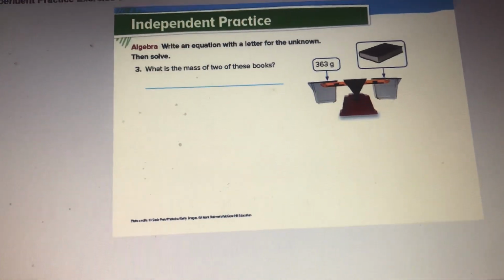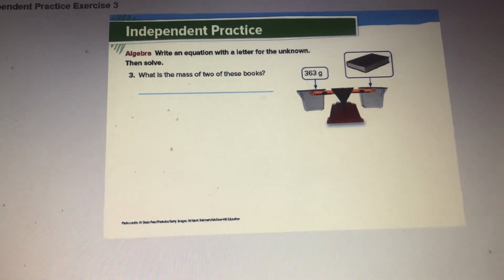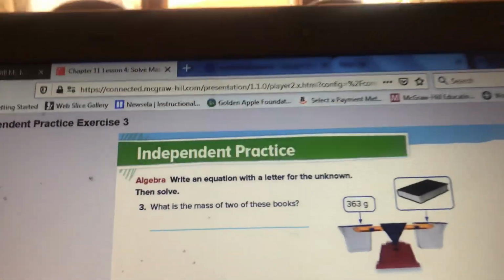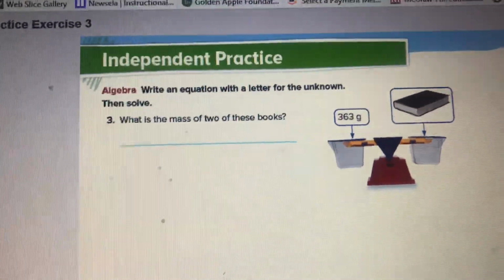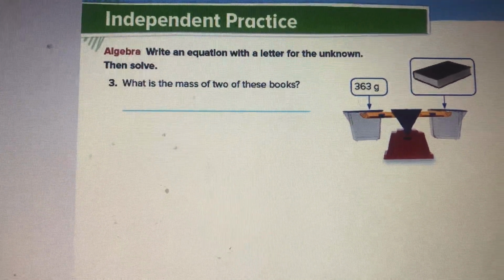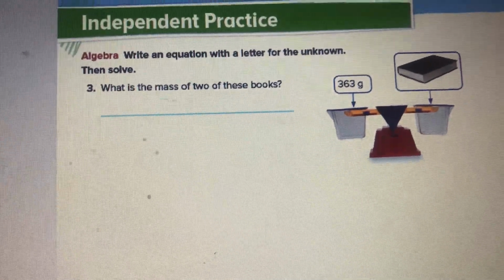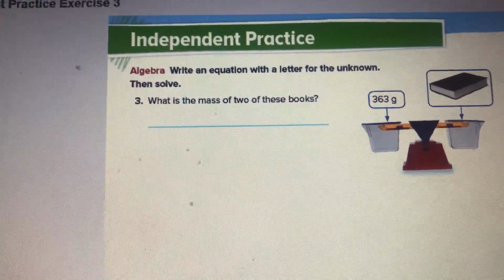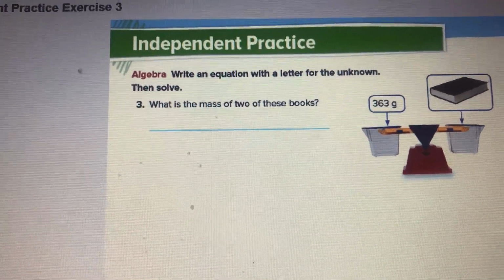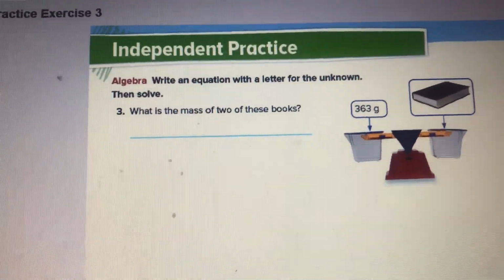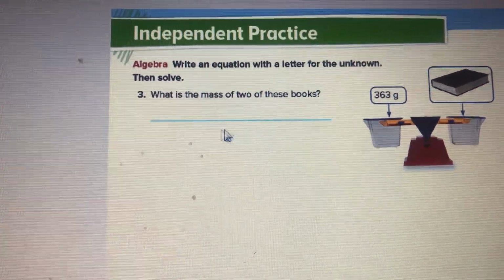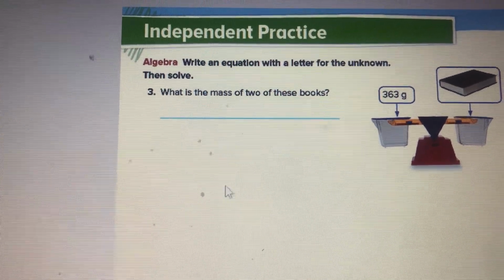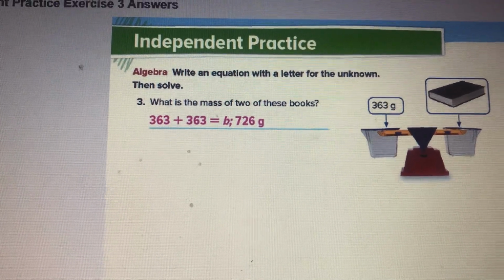Alrighty, so write an equation with a letter for the unknown, then solve. Number 3 says, what is the mass of these 2 books? So we're going to be adding 2 books together. So when we do that, we know 1 book is 363 grams. So for me, I'm going to write 363 plus 363 equals B for books, okay? And then I'm going to solve it. So you can go ahead and write 363 plus 363 equals B. And then right here, you can add those 2 up and see what you get. Hopefully you got an answer of 726 grams.